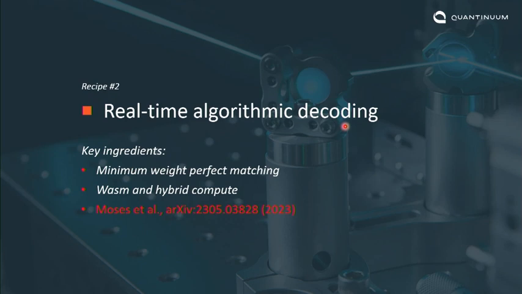And so with that, we'll go to recipe 2, which is real-time algorithmic decoding. The key ingredients here are minimum weight perfect matching and WASM, or WebAssembly, and our hybrid compute environment. And the results for the repetition code that I will show you here in a second are in our H2 benchmarking paper that came out earlier this year.